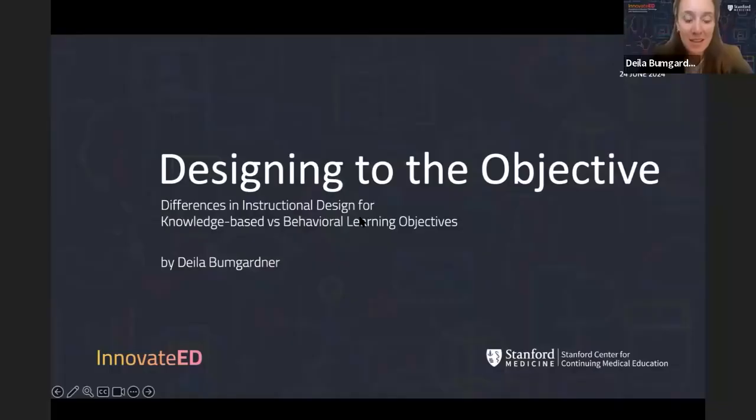Is a session on designing to the objective. We're going to talk about differences in instructional design for knowledge-based versus behavioral learning objectives.